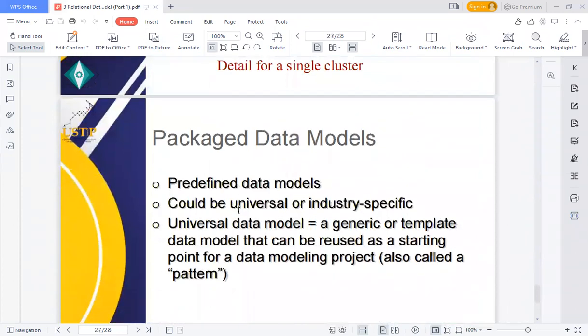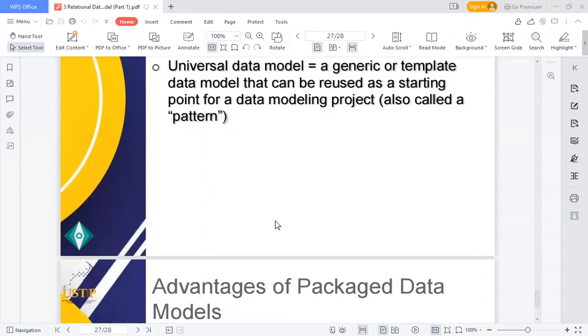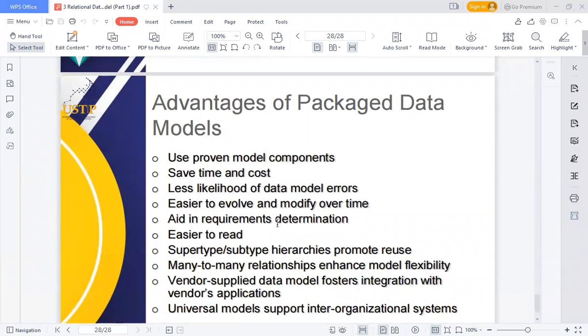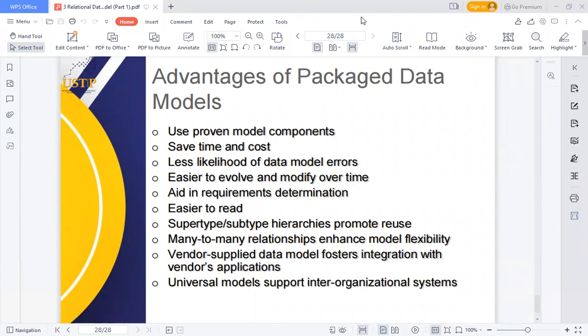So for packaged data models, these are predefined data models and could be universal or industry specific. It is also called a template data model. The advantages of using packaged data models: it uses proven model components, saves time and cost, less likelihood of data model errors, easier to evolve and modify over time, aids in requirements determination, easier to read, supertype subtype hierarchies promote reuse, many-to-many relationships enhance model flexibility, vendor-supplied data model fosters integration with vendors' applications, and universal models support interorganizational systems.